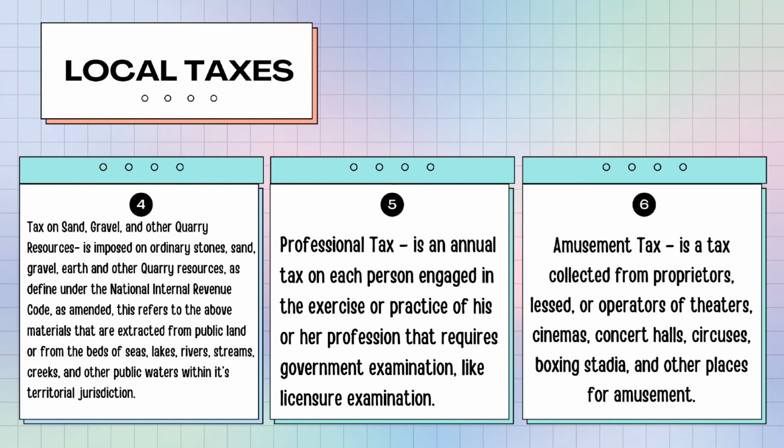Number 5. Professional tax is an annual tax on each person engaged in the exercise or practice of his or her profession that requires government examination, like a licensure examination. Number 6. Amusement tax is a tax collected from proprietors, lessees, or operators of theaters, cinemas, concert halls, circuses, boxing stadiums, and other places of amusement.